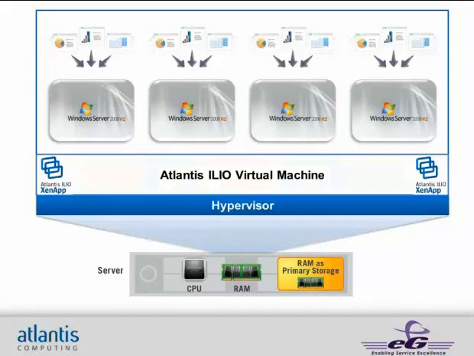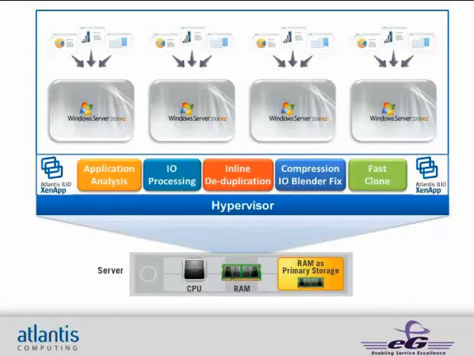And the Atlantis virtual machine appliance is doing some very, very clever things while it's sitting in line, taking that RAM and presenting that storage. So I'll quickly talk about the internal technology just to give you an idea of how it's doing this. It's doing 5 very important things. Number one, it does something we call application analysis and I/O processing. Our software creates storage that is content and context aware. Our software understands what Windows and what XenApp is doing.